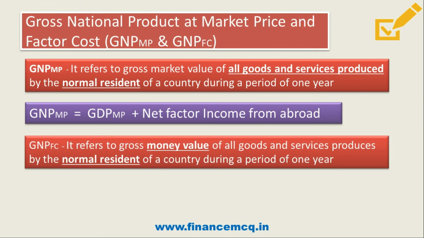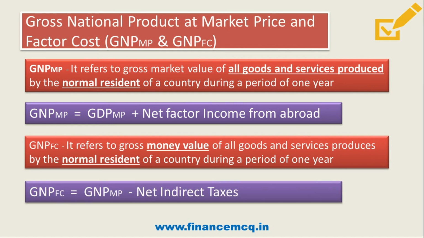Then we have gross national product at factor cost. Friends, it refers to gross money value of all goods and service produced by the normal resident of a country during a period of 1 year. And how it is calculated? It is calculated as gross national product at market price minus net indirect taxes. And we already discussed how net indirect taxes is calculated. It is calculated as indirect taxes minus subsidies. Remember that fertilizers example. So I hope these two concepts is clear. Now let's move on to the next point.